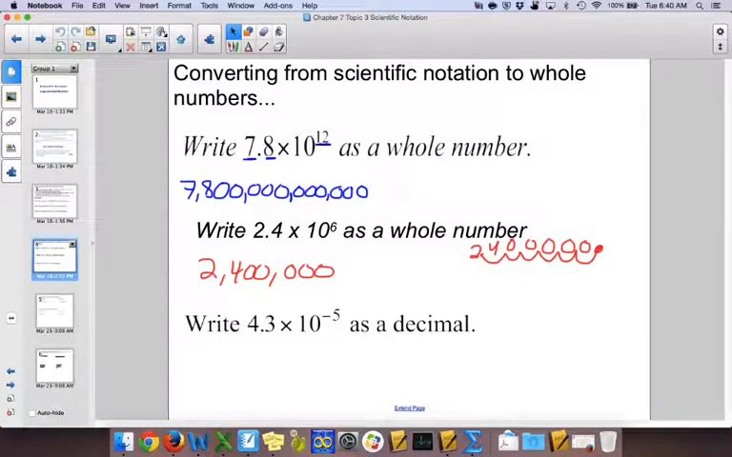Okay. Let's look at a small number. Notice the negative exponent tells us it's a small number. So remember with this one we're going the other way, we're going to the left. So we'll take the decimal point, we'll move 5 units to the left. 1, 2, 3, 4, 5. New decimals there. I always put a 0 in the front: 0.0000043.